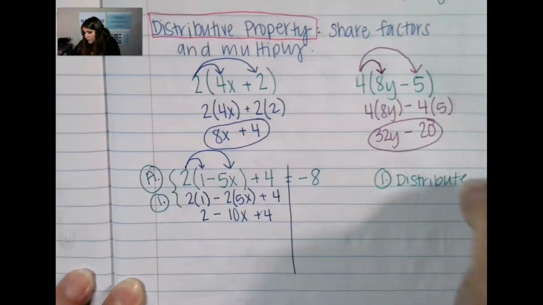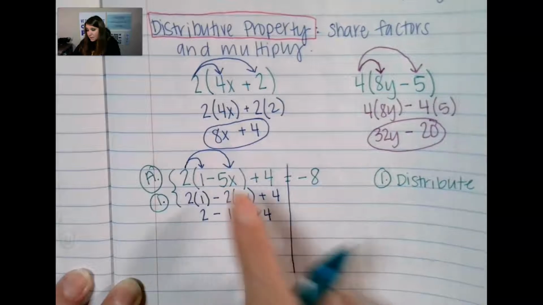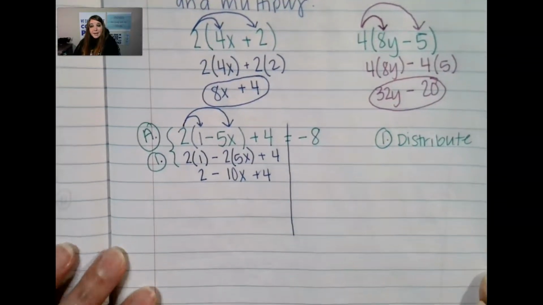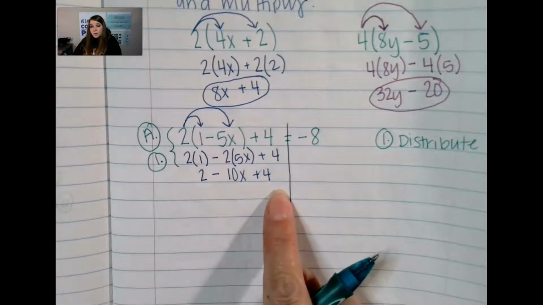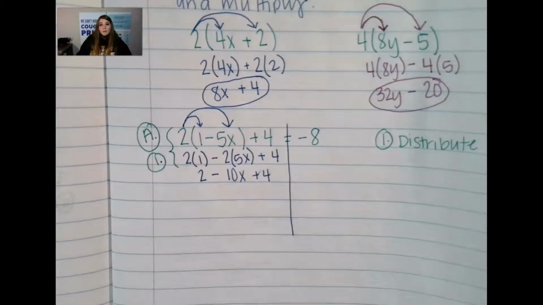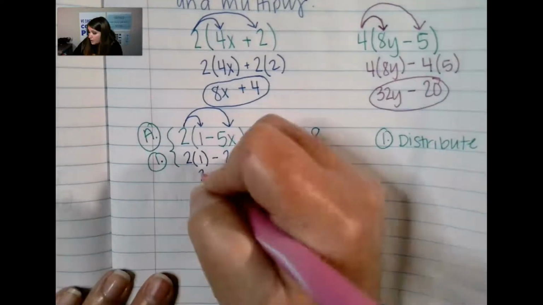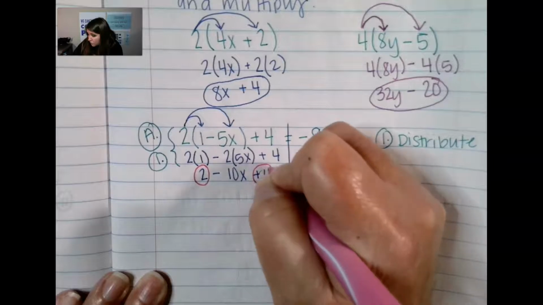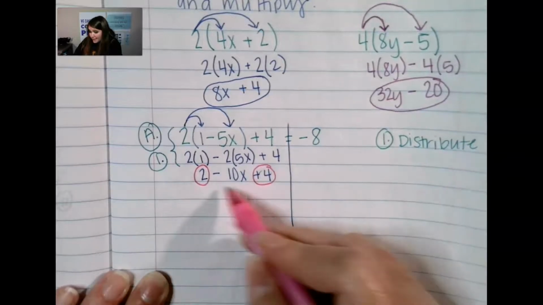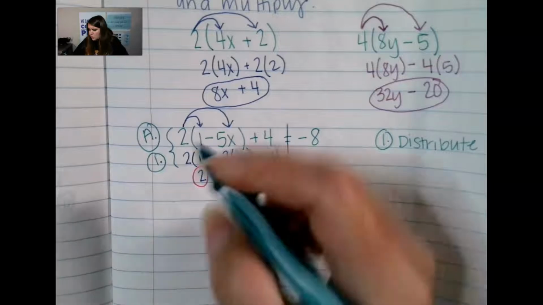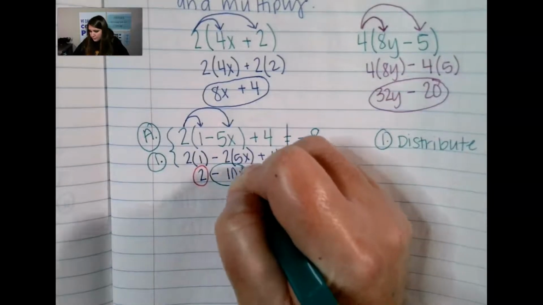I have shared the 2 with everything inside the parentheses there. Okay, now I'm ready for step 2. Step 2 is what we did yesterday. So I am going to combine like terms. Here I happen to have a 2 and a plus 4, and I just have this little 10x all by itself. So let's just put that little 10x by itself.